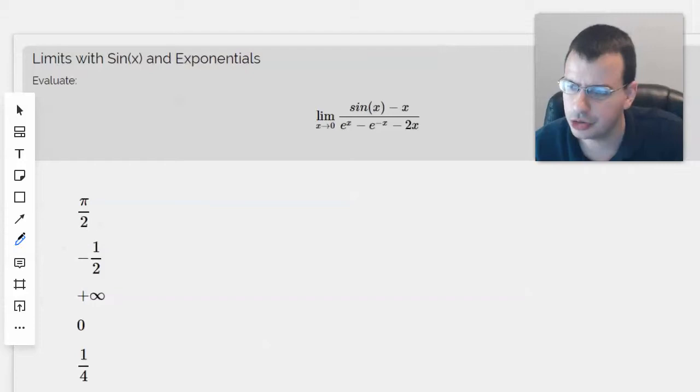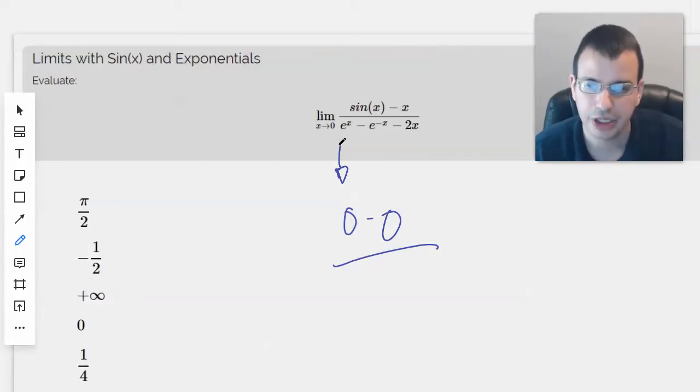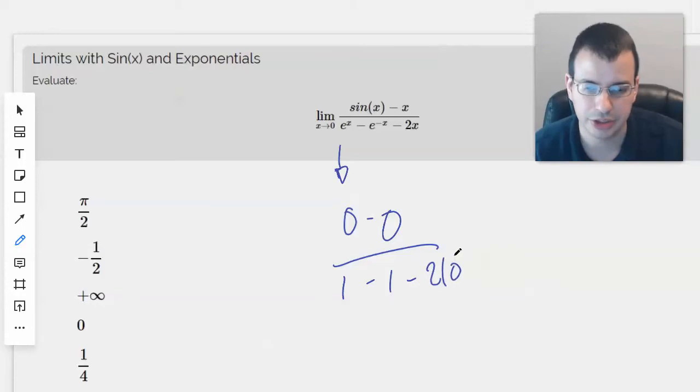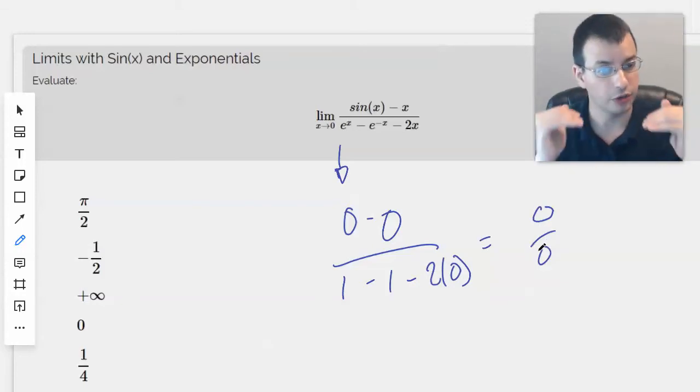Okay, so first thing we do is we plug in 0 and see what happens here. So we have sine of 0, which is 0, minus 0 for x, which is 0. e to the 0 is 1, minus e to the negative 0, which is also 1, minus 2 times 0. Okay, and we do get an indeterminate form. We get a total of 0 over 0.